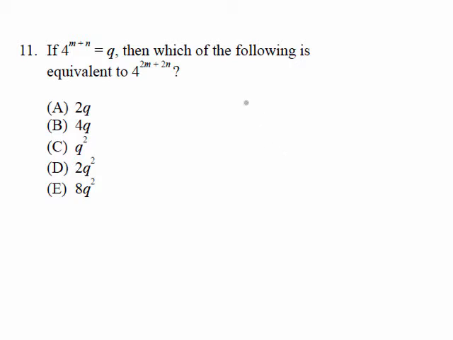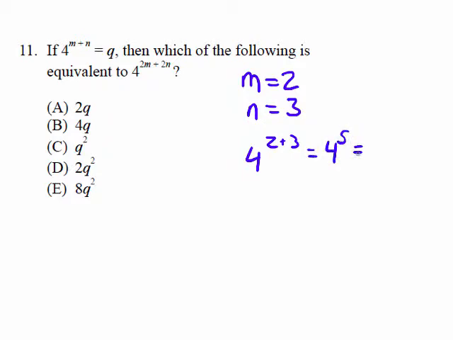Do this one two ways. First, let's plug in. Let's see what happens if we say m equals 2 and n equals 3. So this becomes 4 to the 2 plus 3, which is 4 to the 5th, which is what? Well, 4 to the 5th in my calculator is 1024. So q equals 1024.